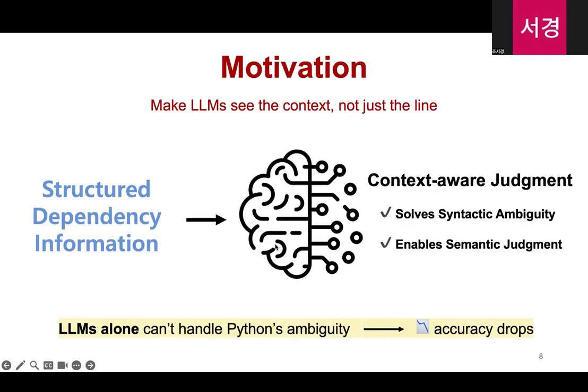LLMs alone can't handle Python's ambiguity, and accuracy drops. We extract structural dependency information to feed it to the model. This resolves syntactic ambiguity and enables semantic judgment, so the LLM can decide misuses, not guesses.